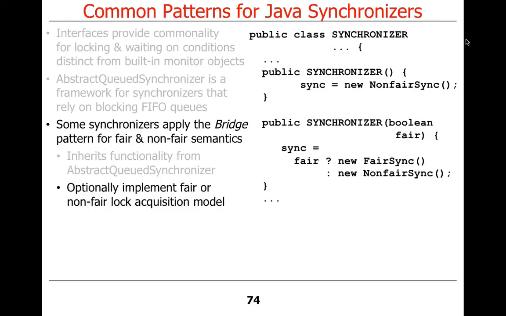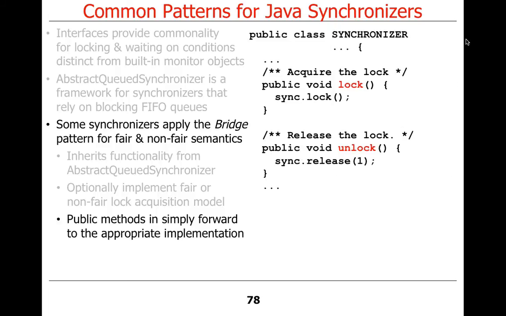Then down here in the constructor, depending on whether you say you want things to be fair or not, they either allocate a new fair synchronizer or a new non-fair synchronizer. And of course, fair and non-fair synchronizers inherit from the sync class. So fair sync and non-fair sync inherit from sync. You can see by default, they all start out to be non-fair, because non-fair is more optimized. All right, so you're going to see that this is a pattern that gets used over and over again.